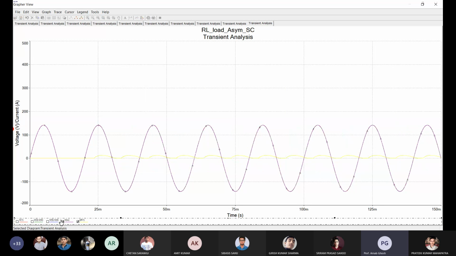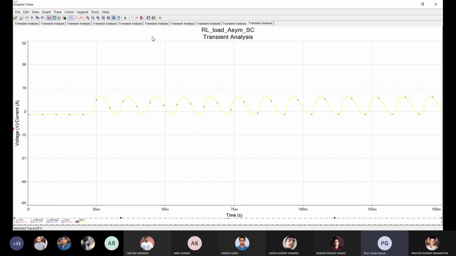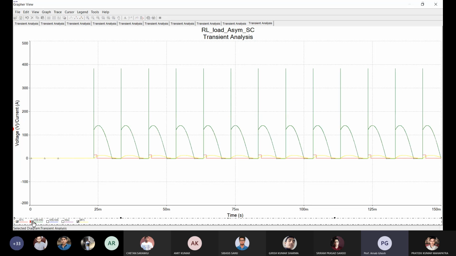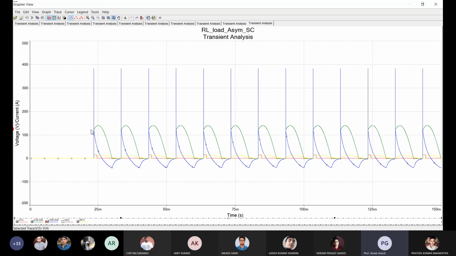What responses have you collected here? This is the current waveform. Am I right? Yes. This is almost okay. And show me the voltage waveform. Yes, this is your voltage waveform. Another voltage was there that was in negative. What is this voltage? This is the voltage across the inductor. Acha, voltage across inductor. That's why the negative one is there. Good.